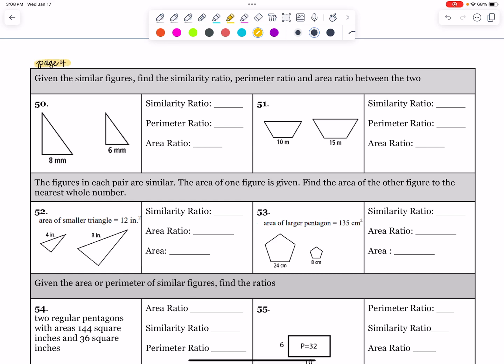Hello everyone, you've made it to page 4, the last page of the Chapter 8 study guide. This last section deals with the perimeter and area ratios between similar figures.